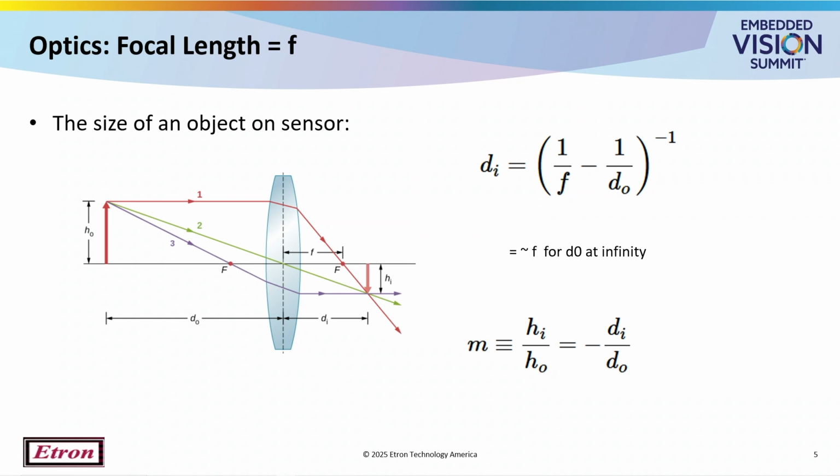Okay. So the optics. What these equations do is they allow you to relate the focal length of the optics with the size of the object at distance, and then the size of it on the image sensor. And so that's kind of the key takeaway from this. And this is just basically geometric optics.